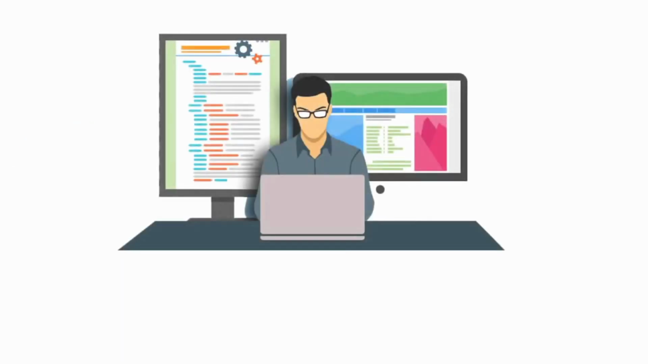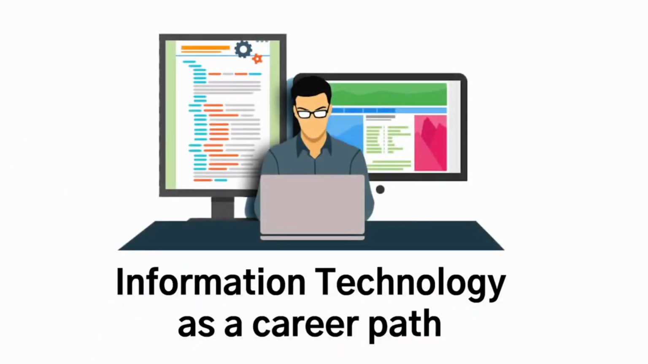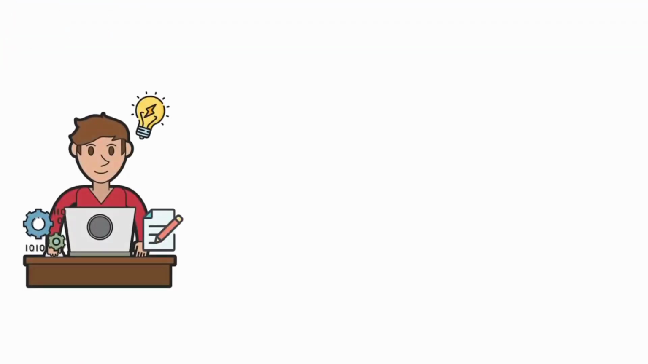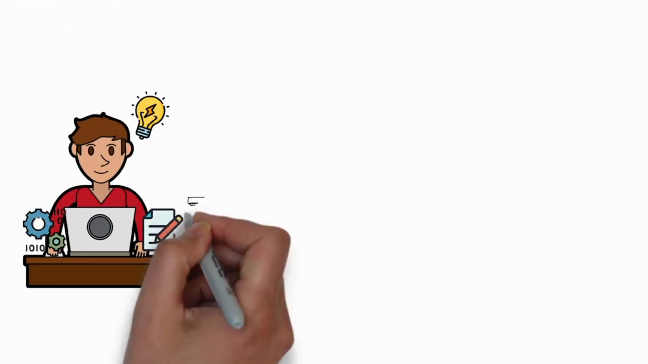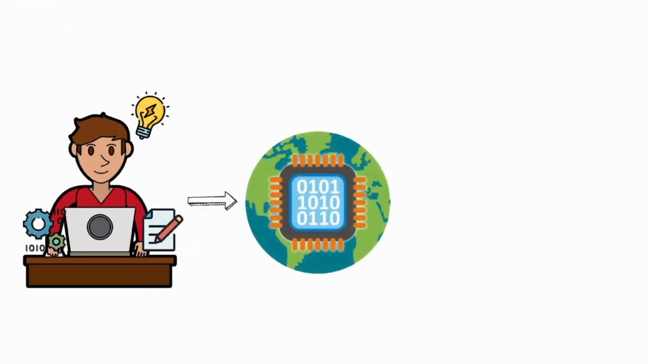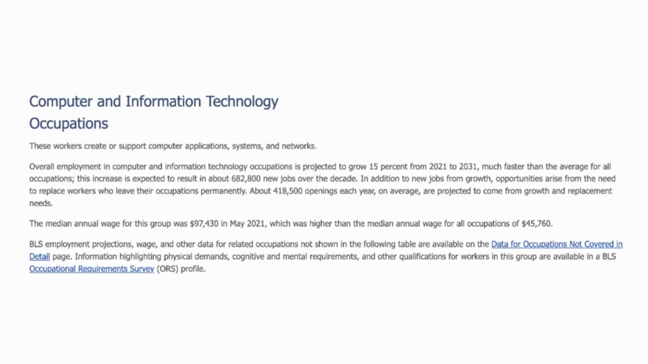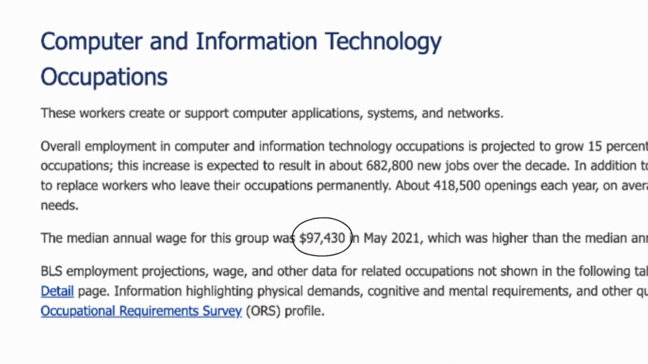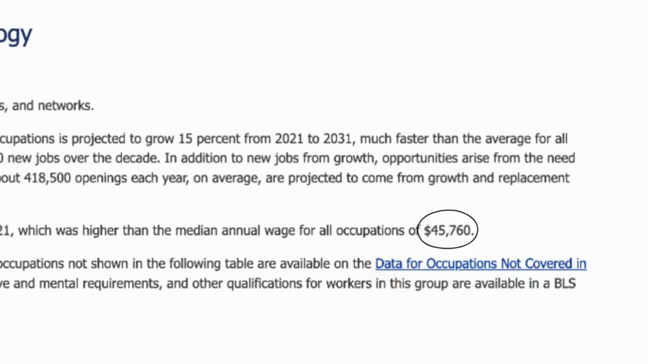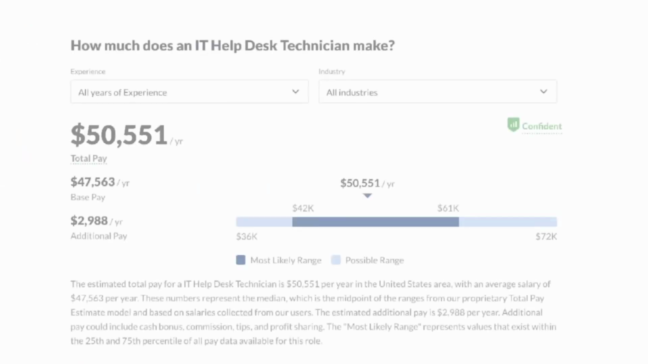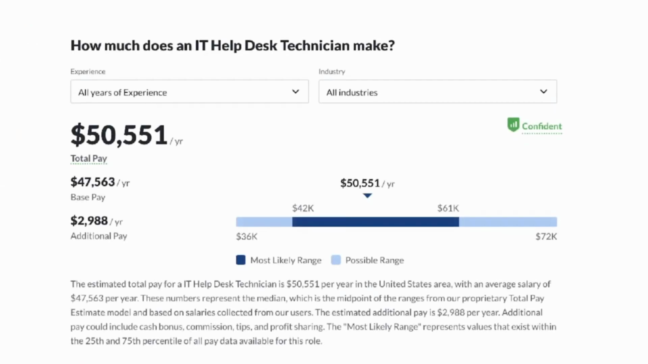Next, let's talk about information technology as a career path. Information technology is very broad, but it is a great career path. If you are able to learn the skills of information technology with the constant rise of technology in this modernized world, it is safe to say that you will almost definitely have a job. According to the Bureau of Labor Statistics, the median annual wage for computer and information technology occupations is $97,000. That's over twice the median annual wage for all other applications, which is $45,000. And according to Glassdoor.com, an entry-level position as an IT help desk technician makes over $50,000 a year.